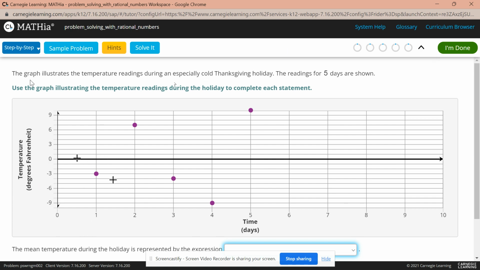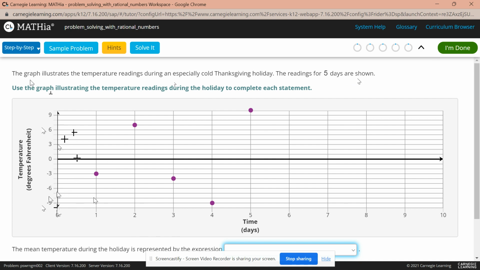This is our x axis going across the bottom. It tells us the time, right? And that time is measured in days. So we have from 0 to 10. And then we have on the left temperature measured in degrees Fahrenheit. So we go from -10 up to +10 degrees Fahrenheit. All right. And so the readings for 5 days are shown here and what the temperature was like.